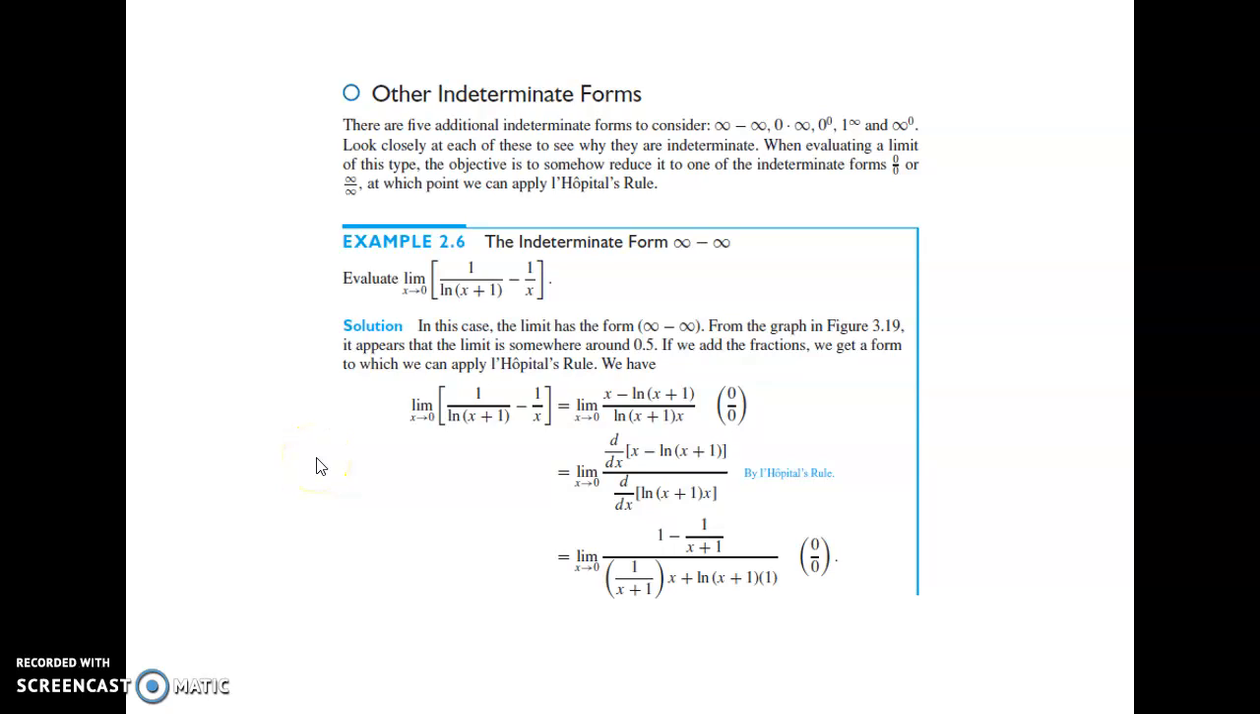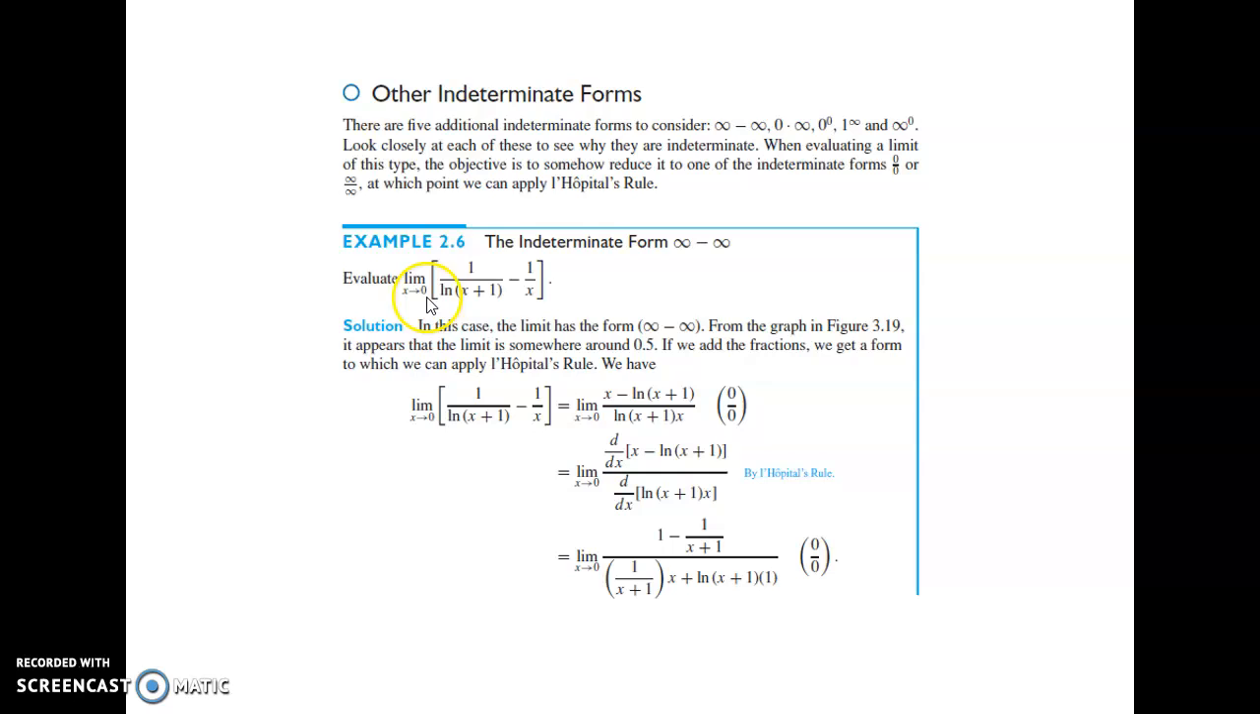In this video lecture, we will continue finding the limits of other indeterminate forms, these five forms. Let's take one example. Finding the limit of this.